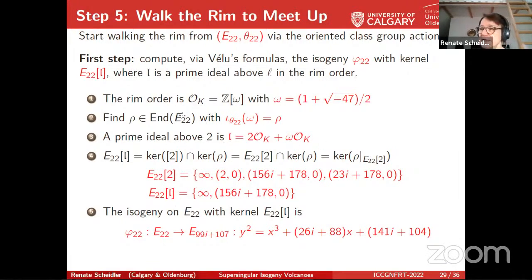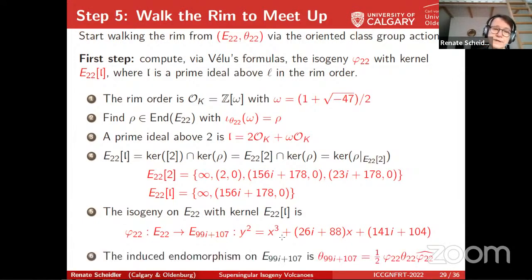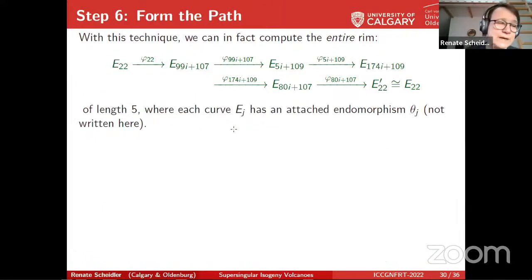So this is the first edge. You now traverse one edge in this rim. And then you now still have to calculate the induced endomorphism. You do this the usual way. Okay, so that's one step in the rim. So now we calculate the entire rim like this. So this was this green rim here. Okay, the rim happens to have length 5. Each of these guys is attached to an endomorphism, but I didn't bother writing them down.